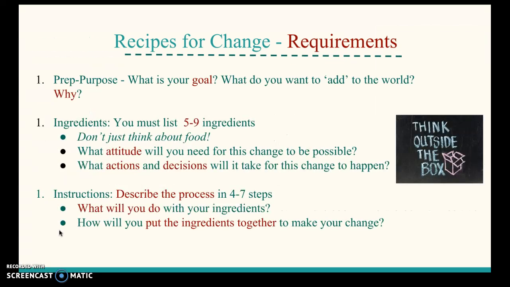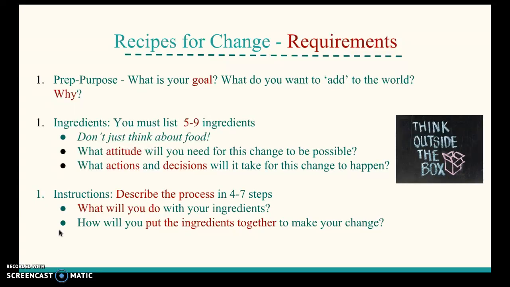This is the written, detailed version of the rubric that I gave my students. And you can see I told them to start with the prep or the purpose, their goal, which is the concept. What do you want to do? What is that change you want to add to the world, and why?